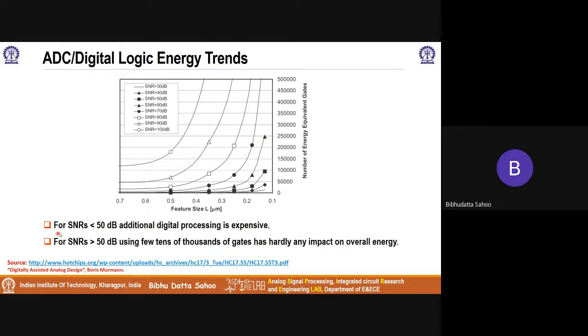Therefore, the conclusion is, for SNRs less than 50 dB, so 50 dB is somewhere here, additional digital processing is expensive. For SNRs greater than 50 dB, using a few tens of thousands of gates has hardly any impact on the overall energy consumption. So you can see that the ADC which is achieving 60 dB is equivalent to as if I have got 250,000 logic gates. Now, if I can reduce the power of the ADC and use 20,000 logic gates to compensate for the analog non-idealities, I can reduce the overall power consumption and bring it down significantly.